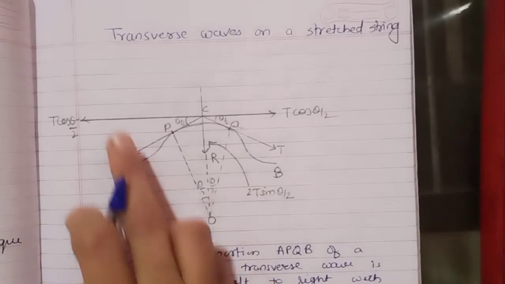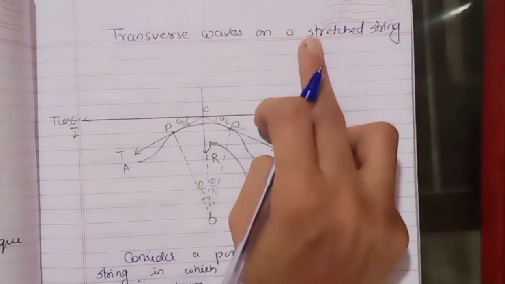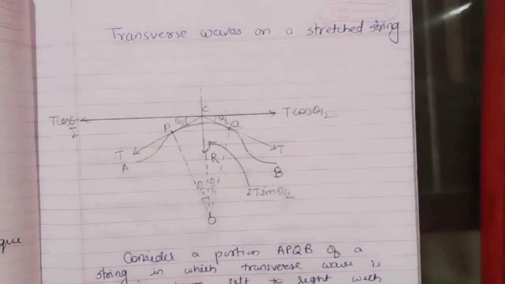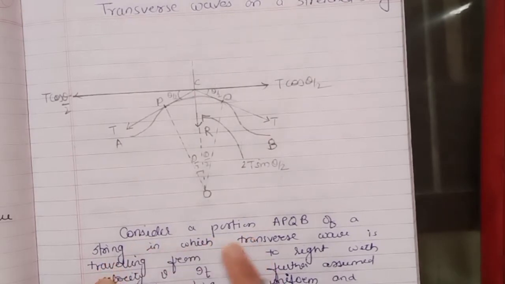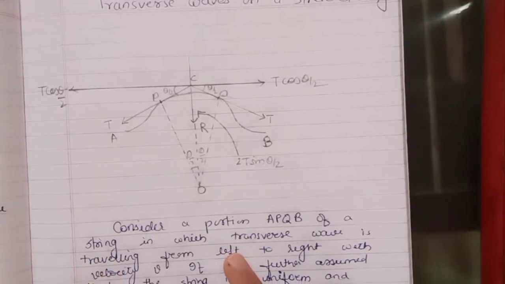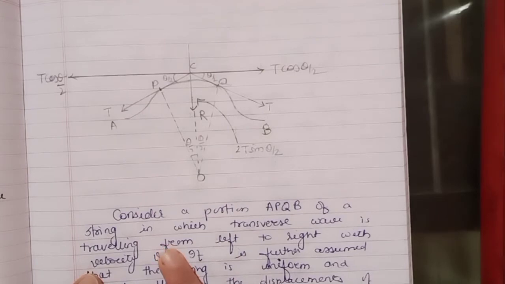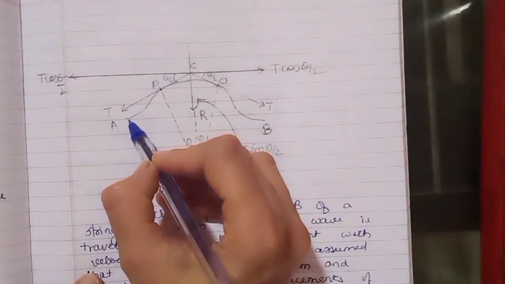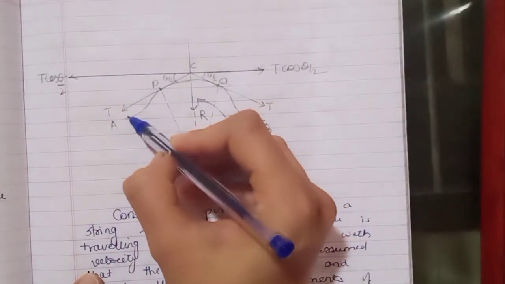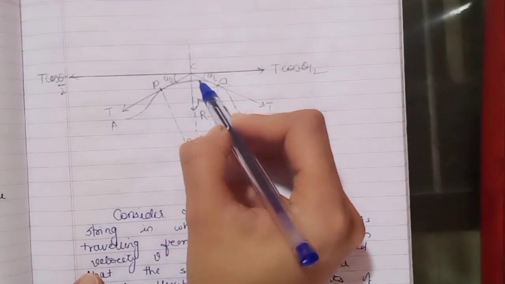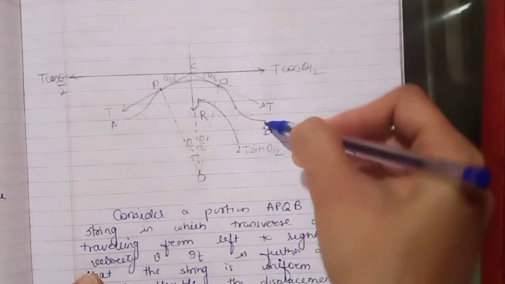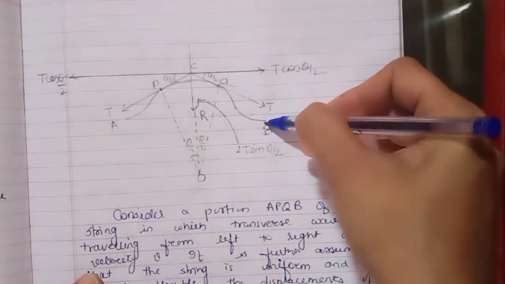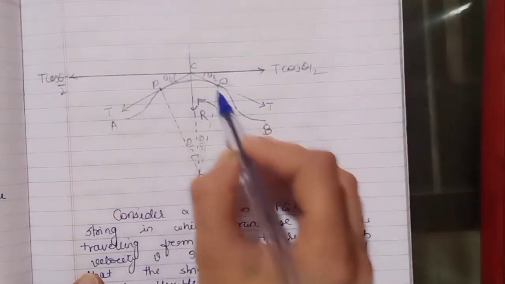Hello, today we are going to study transverse waves on a straight string. Consider a portion APQB of a string in which a transverse wave is traveling from left to right with constant velocity v. This is a portion of a string in which the transverse wave is traveling from left to right.